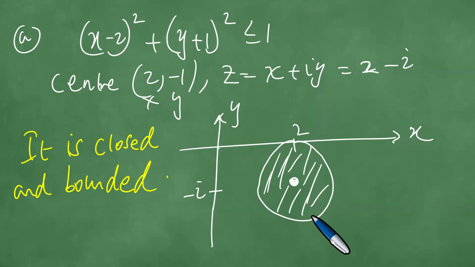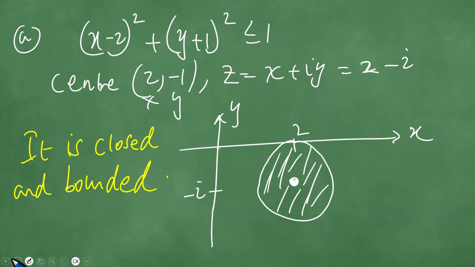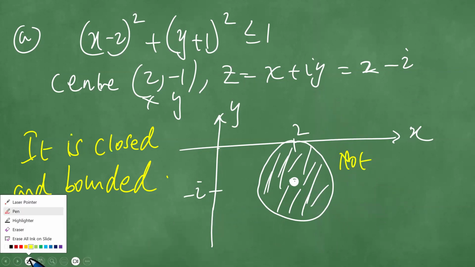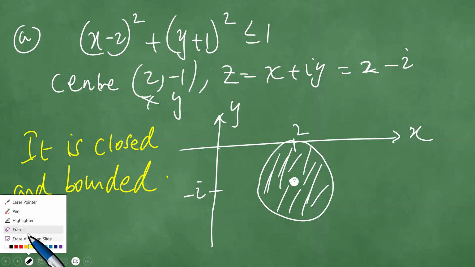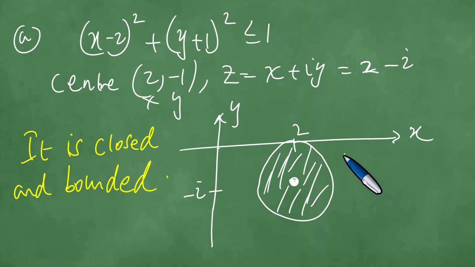And then now we look at the next one, B. Is it a domain or not? Okay, let's answer that part. So this set is not a domain.